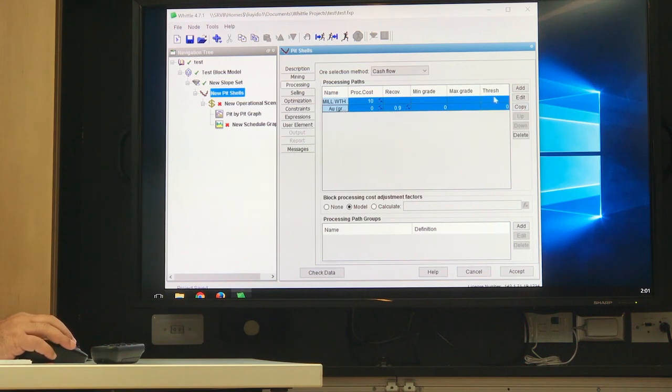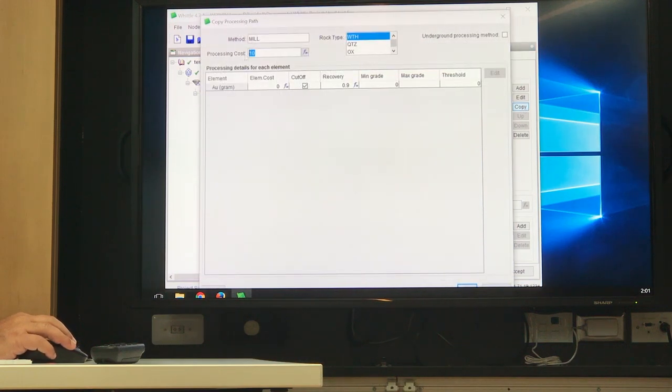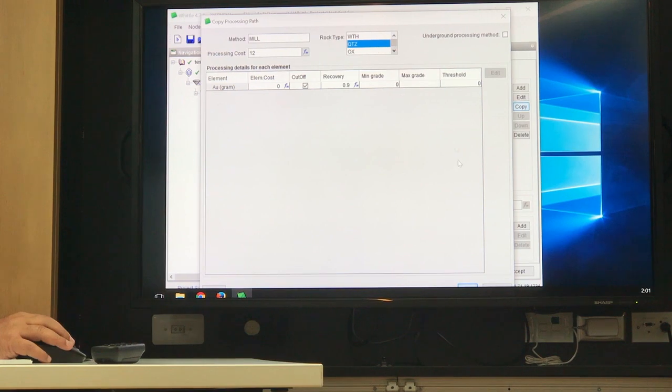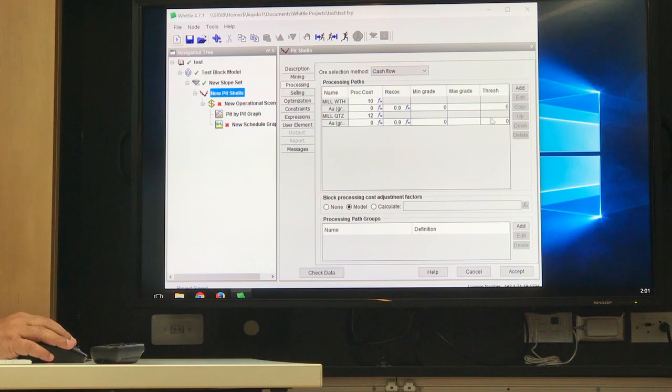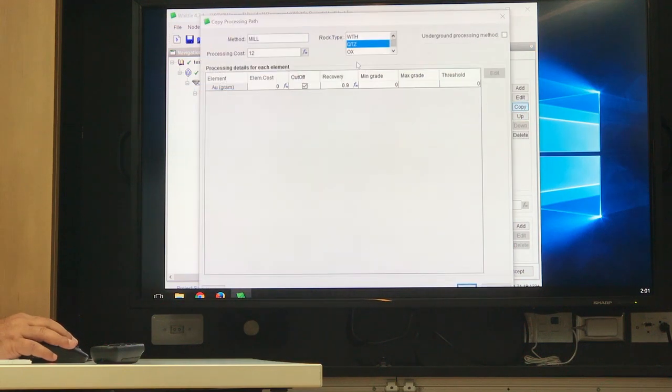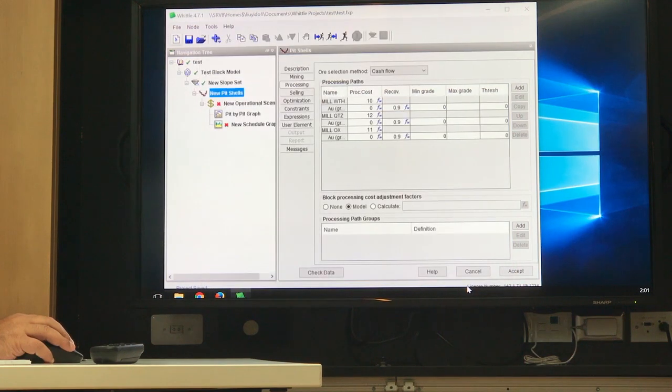So now I need to assign the cost parameters to the other rock types, so I just need to copy. Instead of 10 for the quartzite, I assume that quartzite is harder, so I put $12 for the quartzite. Again I select, copy, and for the oxide zone I put $11. I assume that the recovery of all of them is the same.